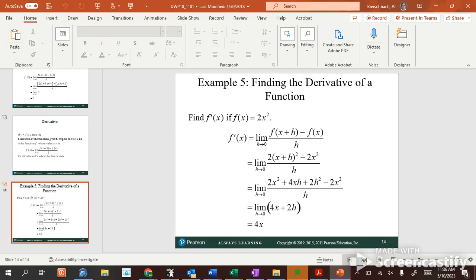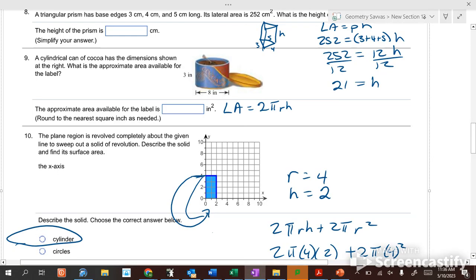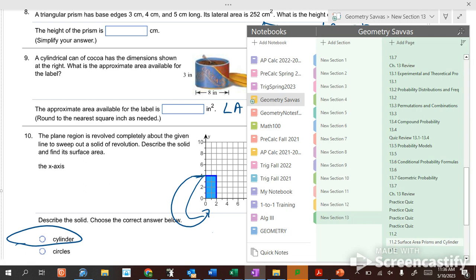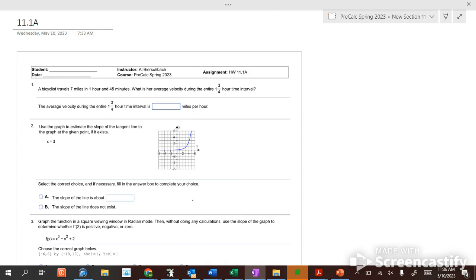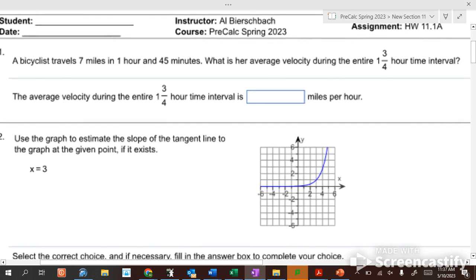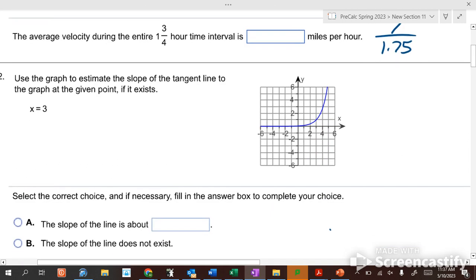Discard. So let's look here quick at some of the homework problems that you'll see, and then we'll get started. A bicyclist travels 7 miles in an hour and 45 minutes. What's the average velocity during that time interval? Well, it's a change in distance over the change in time. And you just divide. Okay? Easy peasy lemon squeezy.